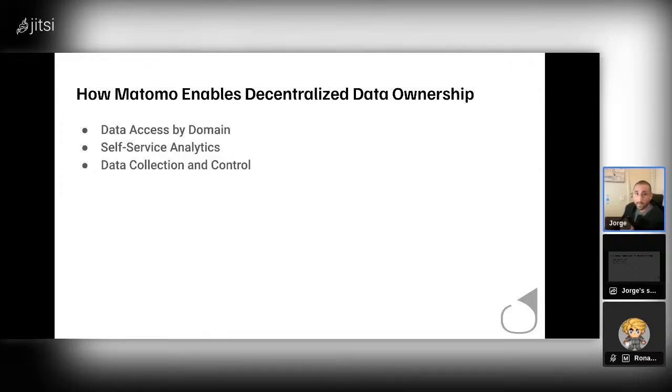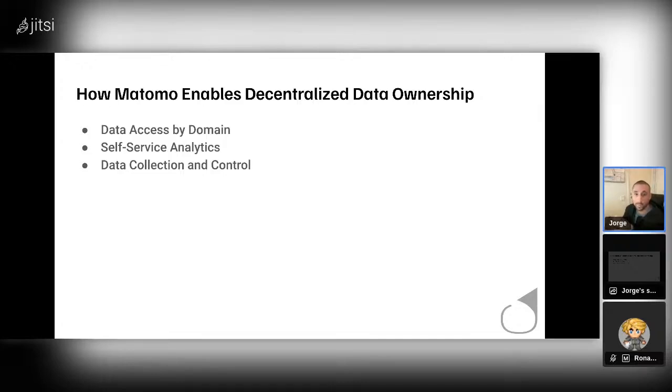Matomo makes it easy to segment data by domain or department, allowing each business unit, like marketing, product, or customer support, to have its own dedicated analytics environment. This means that if one of the teams needs specific metrics or data tracking that's irrelevant to others, they can tailor their analytics setup without interfering with or relying on other departments. It's a perfect match for data mesh, where each domain needs its own analytics space to manage data as a product.